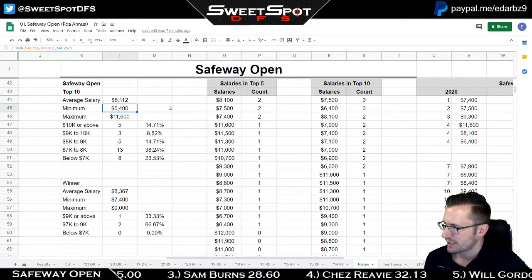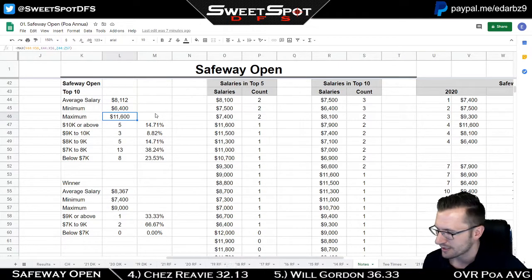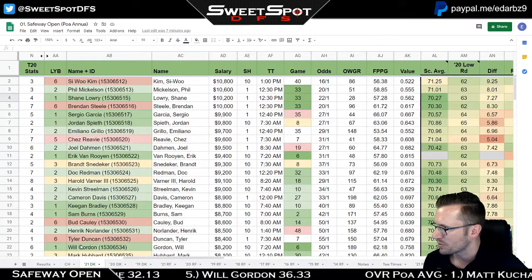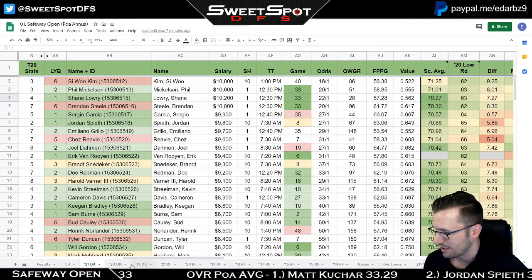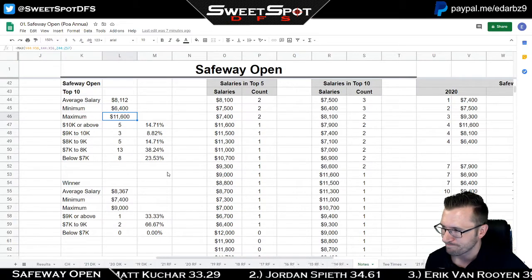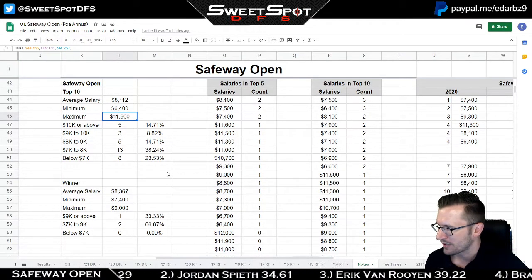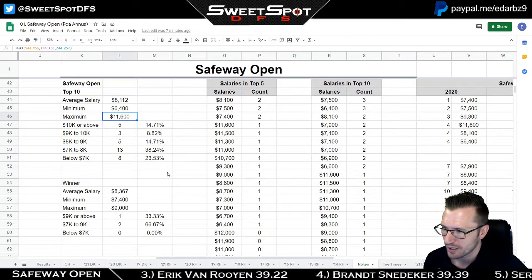The minimum salary we've seen in the top 10 is 6,400. The maximum is 11,600. I believe our top guy this week is 10,800, so we don't have to worry about 10,600. I think DraftKings is getting a little bit smarter with their pricing. So I don't think we really have to worry about salary construction.